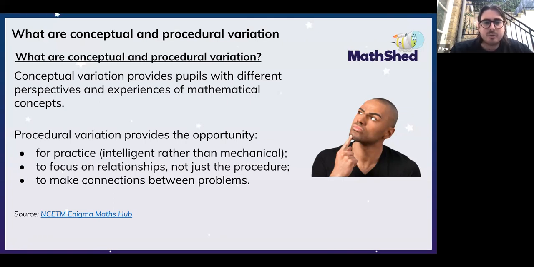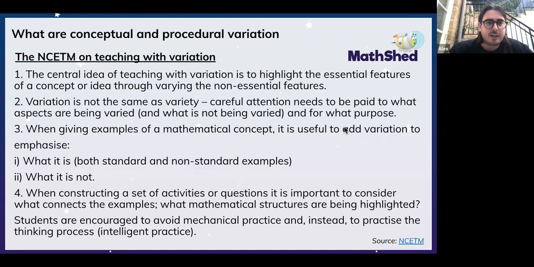that you use procedural variation to sequence questions with minimal differences for children to extract similarities and differences from that and be able to discuss it, which therefore allows them to make connections between problems. But maybe we'll look at that a little bit more in depth later on. Variation is something that is very, very heavily promoted by the NCETM in England and further afield in the UK.